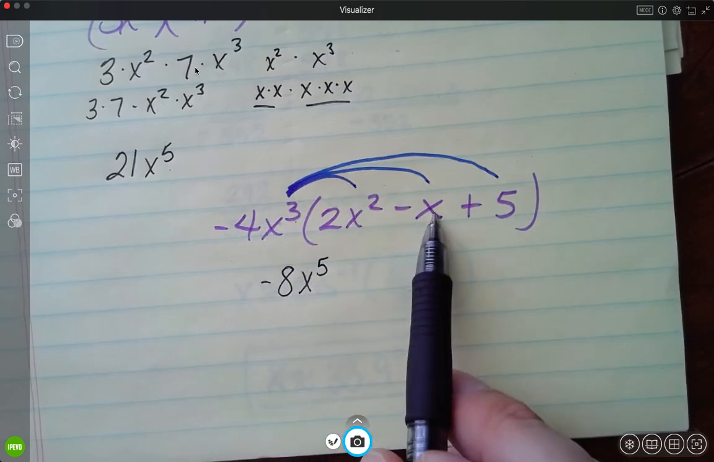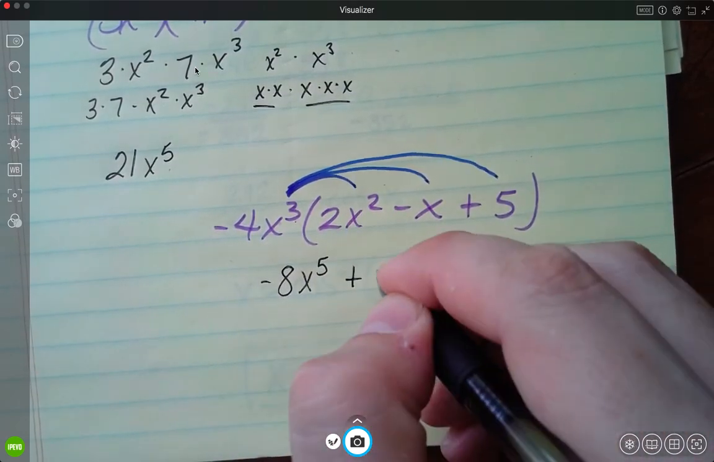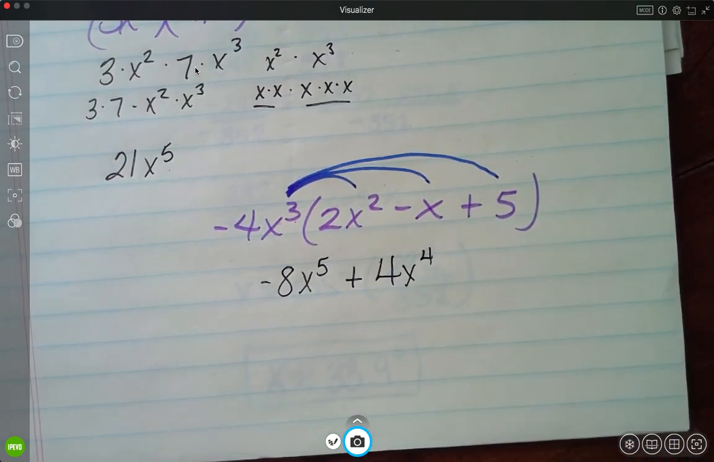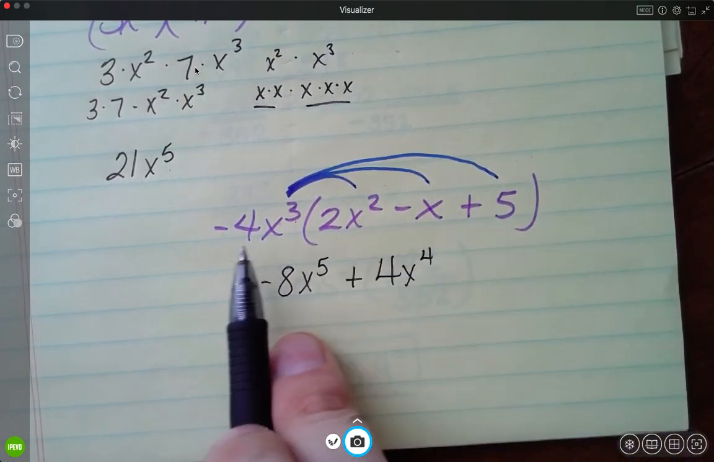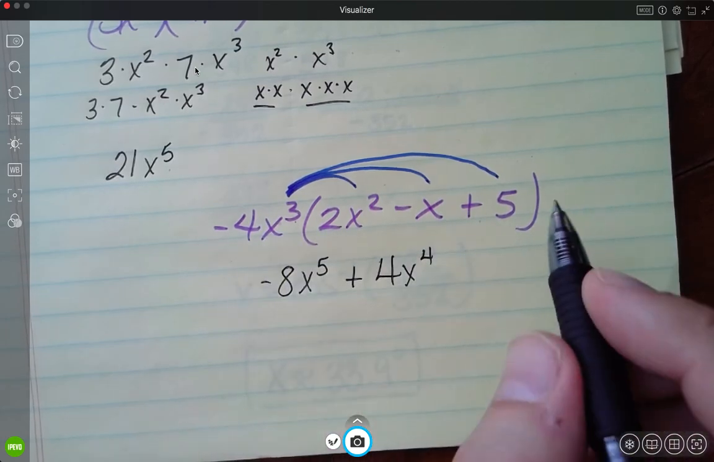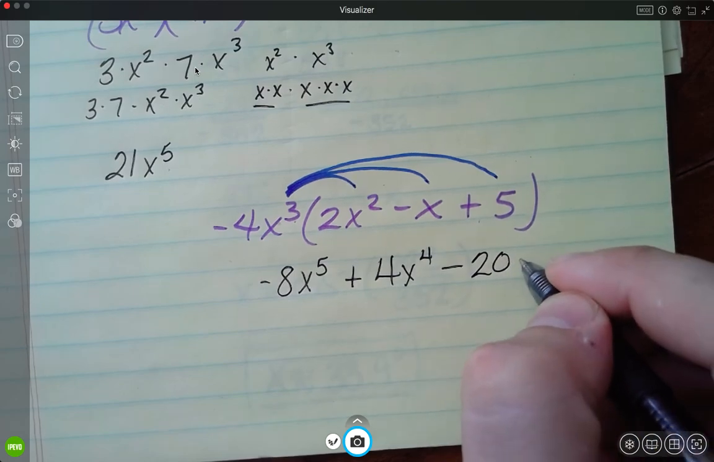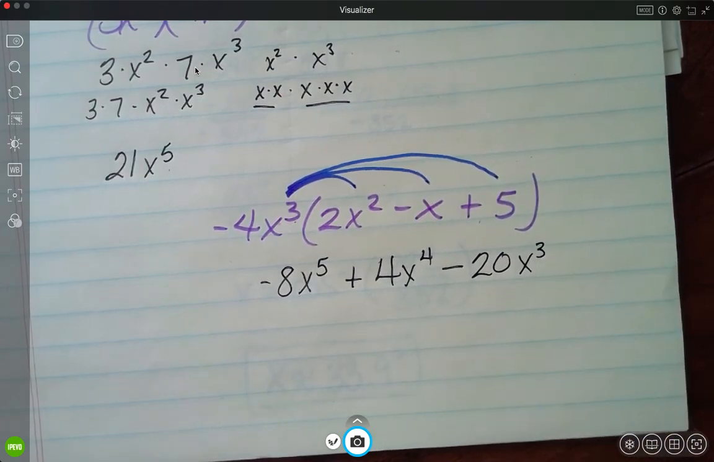Negative 4x cubed times negative x gives me a positive 4x to the 4th. This has a power of 1. And then my last term, negative 4x cubed times positive 5, would give me a negative value, minus 20x. So this concept, you are adding, subtracting, and multiplying polynomials.